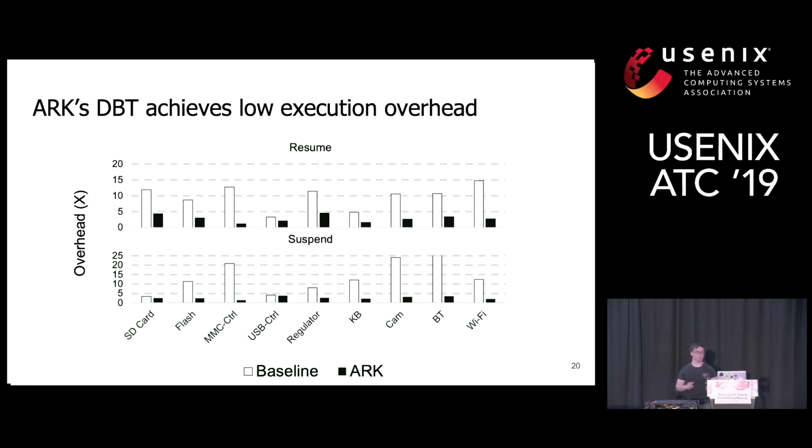From the figure, we separate the suspend and resume DBT overhead. The x-axis stands for the diverse drivers that we use in the benchmark, and the y-axis stands for the overhead, which is the cycle count ratio between the peripheral core and the CPU. As we can see, without any optimization, the baseline QEMU exhibits up to 25x overhead. However, with ARC's low overhead DBT, we are able to bridge that gap to 2.7x across the benchmarks.